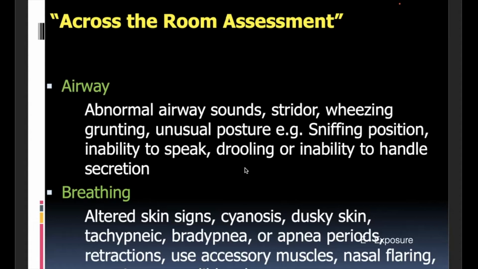Now let's go back to the assessment if the patient cannot talk at all. If the patient cannot talk, you look to see if the chest wall is moving in and out, and listen for air movement from the mouth and nose. This is just like the checking of the airway when you perform your CPR.